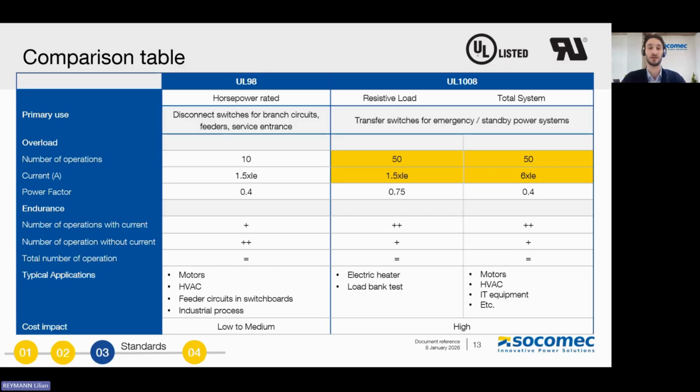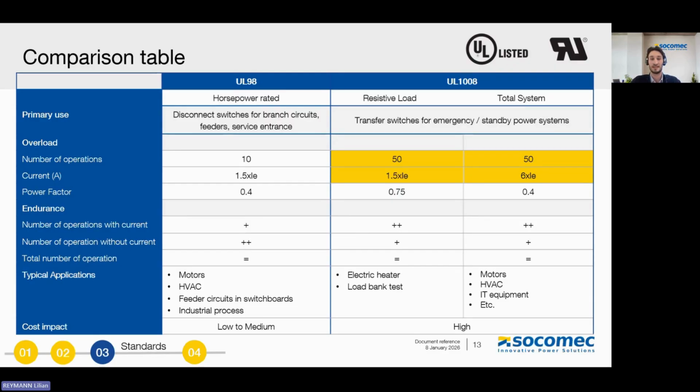And if you look at the UL 1008, there are two columns. One is for the resistive loads. The tests are less restrictive than for the total system because the products are easier to switch, and there is no large inrush current or stored energy in the devices or the loads. And the total system represents a mix of loads. It can include resistive, capacitive, or inductive loads as well, and it requires more robust tests to ensure power availability under more severe environments.